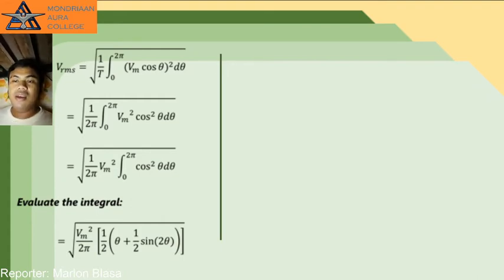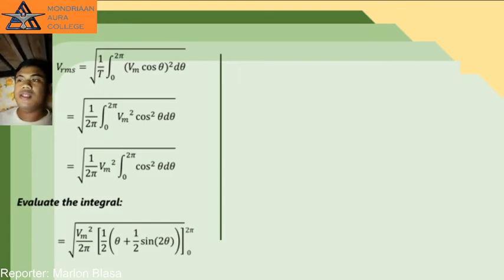Ngayon lalabas natin si Vmax squared multiplied sa 1 over 2 pi, magiging Vm squared over 2 pi yan. Tapos evaluate natin yung integral ng cosine squared. Ang ating magiging equation ay square root of Vm squared over 2 pi times quantity 1/2 times theta plus 1 over 2 sine 2 theta. Tapos, huwag natin kalimutan yung ating limit na 0 to 2 pi.